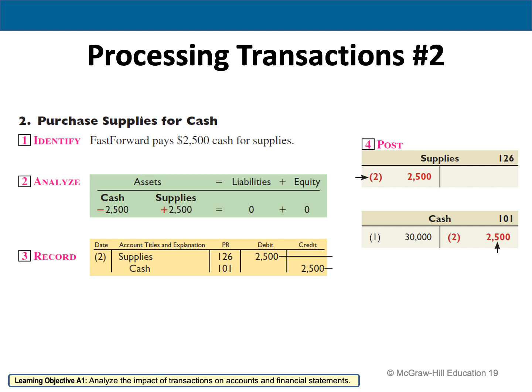Okay, so now if you're asking me why there is 30,000 on the debit side, you can see here it's referenced to transaction number 1. So we have 30,000 already from transaction number 1, and in transaction number 2 we have 2,500 on the credit side. Why? Because the company pays cash and the cash is decreasing on the credit side.